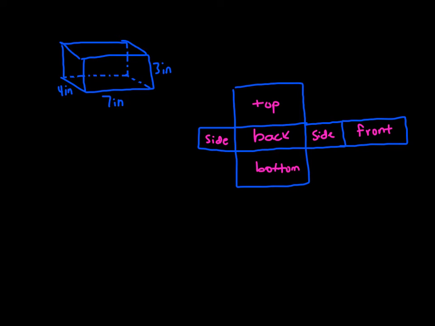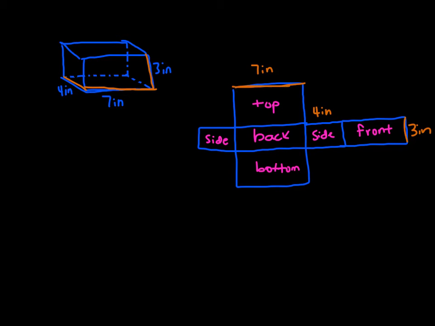So my top, we were saying if it was this line here, and my top would be the same measurement, so this would be 7 inches. And then I have a side that is 4 inches because my side over here is 4 inches. And then I had my height, which was 3 inches, so that would be the front of my shape. So right here.